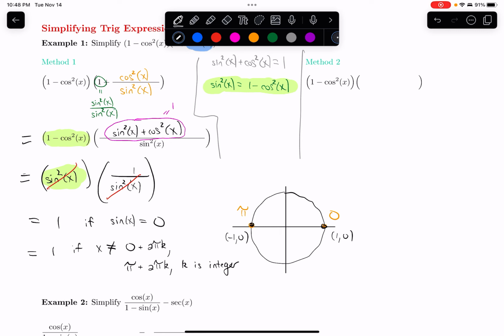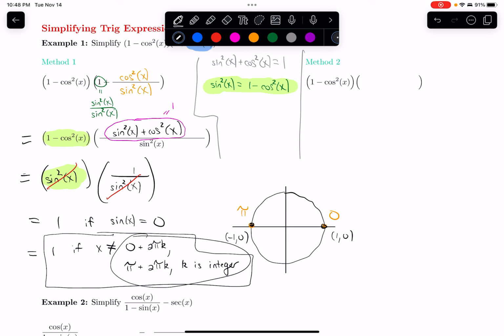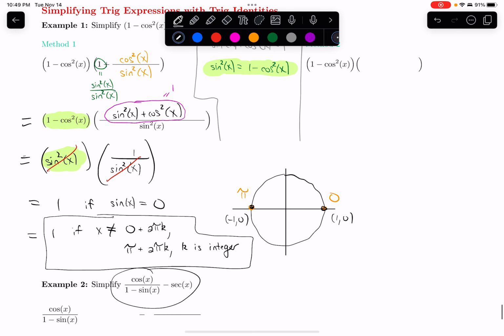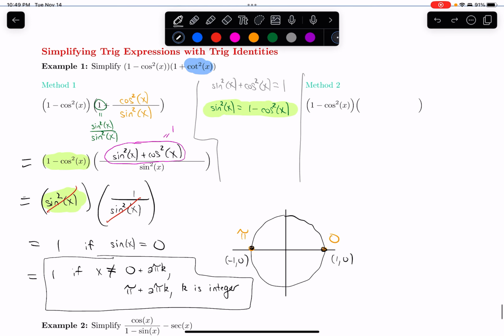So the whole thing just simplified to 1, but I need to include the domain restriction that my angle is not equal to either of these, because that would have made my denominator 0. All right, let's end this video. Oh, sorry. I want to end the video with one more example, but I forgot that I wanted to do this first problem another way. So let me show you another way that we could have tackled this first problem.